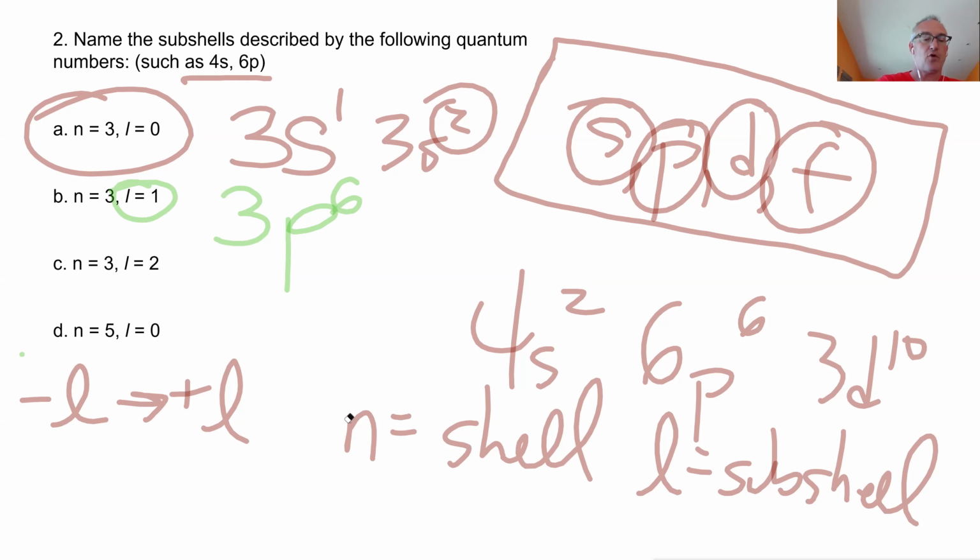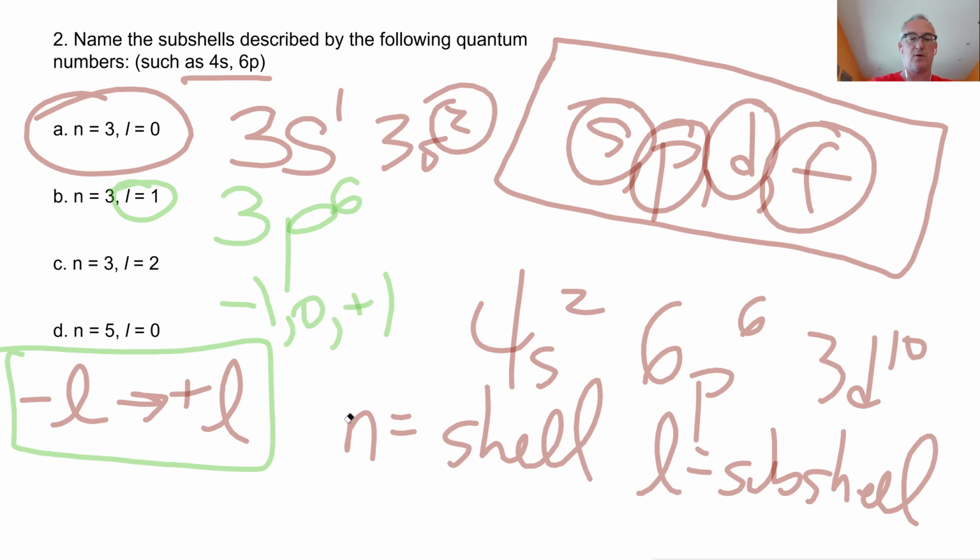Well, remember, the number of orbitals is minus L to plus L. And so it's minus 1, 0, plus 1, or 1, 2, 3. There's 3 places to put electrons, 3 different orbitals. And we know that we can put a maximum of 2 in each one. So 3 times 2 is 6.